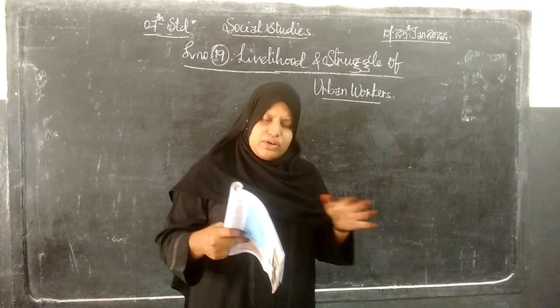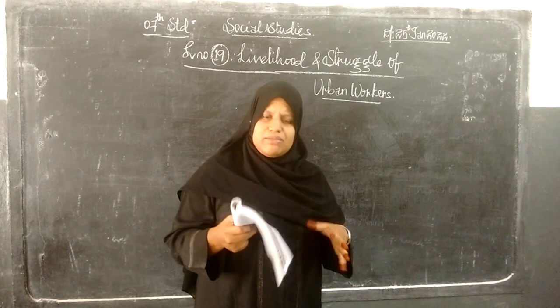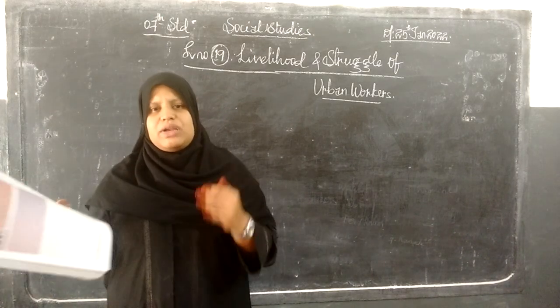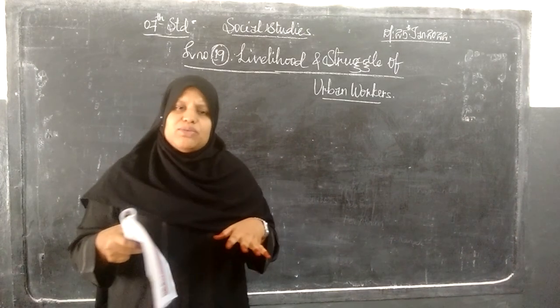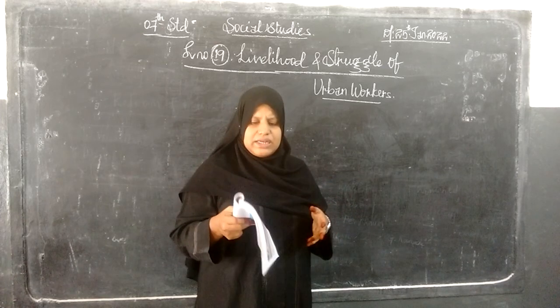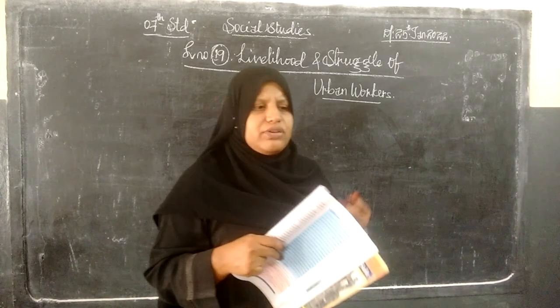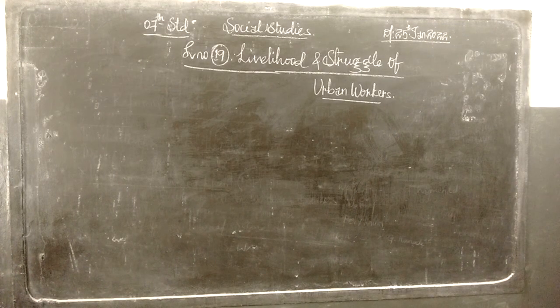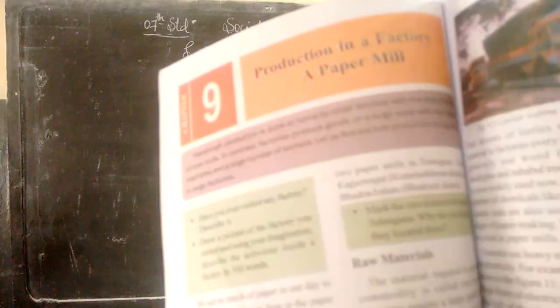In this overall aspect, we will have a complete detailed look with two examples, two case studies about the factories where a person goes to work, how the working hours and payments work, all in detail. So everyone, please refer to your 9th lesson. I'll show you the 9th lesson. You can have a re-look at this 9th lesson, production in a paper mill, the factory, what they have been working on. This is your 9th lesson.